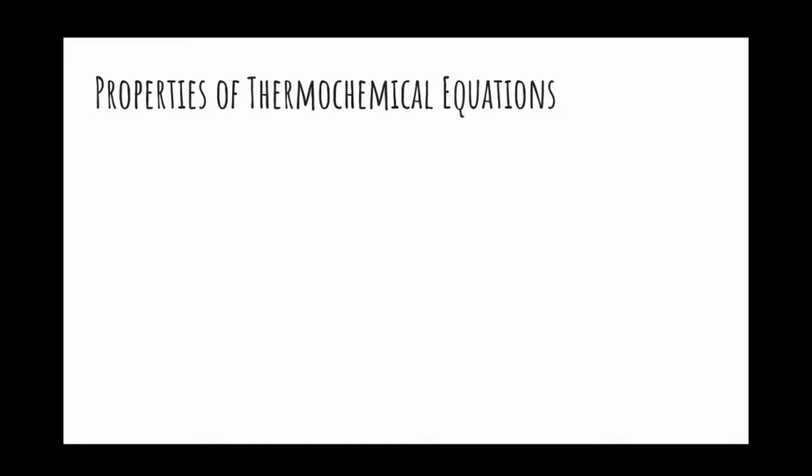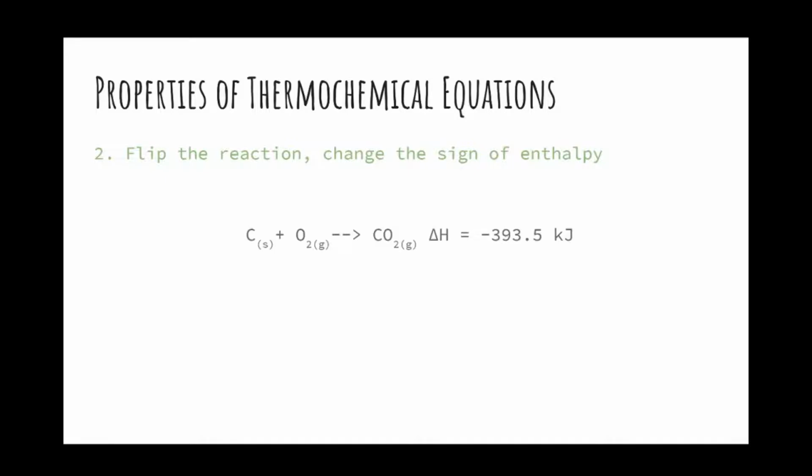The second property of thermochemical equations is this idea of flipping the reaction. And the rule is that when you flip the reaction, you need to change the sign of the enthalpy. So here we have the same equation. So again, we have carbon and oxygen, and it reacts to form carbon dioxide. This is an exothermic reaction. But if we were to think about this reaction and we were to flip it, hopefully you would see that instead of an exothermic reaction, it would become an endothermic reaction.